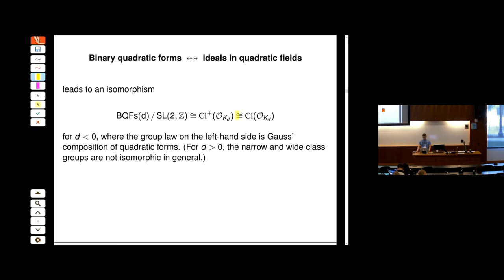But the methods we used, for instance to prove that there were only finitely many options for classes when D was less than 0, relied on the fact that there are reduced forms in that case, and we used in several places that the discriminant was negative. But you can do this; it's a little more complicated in the real case, and you can make comparisons between binary quadratic forms and the narrow class group of a real field.